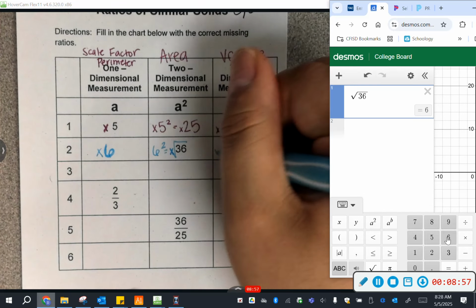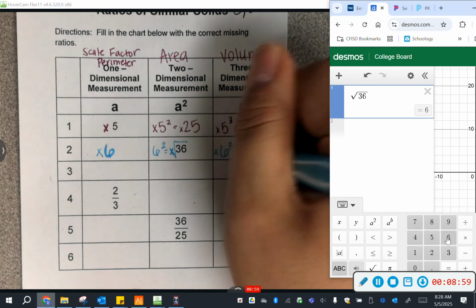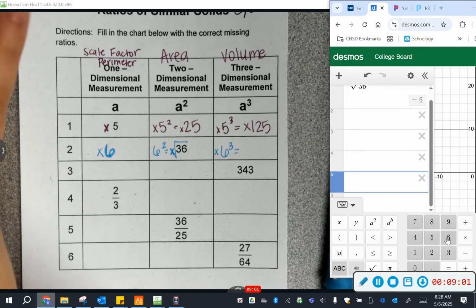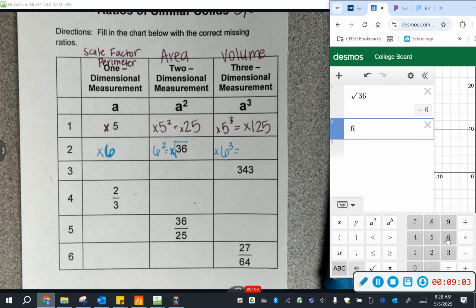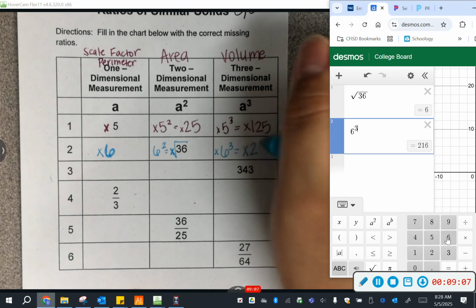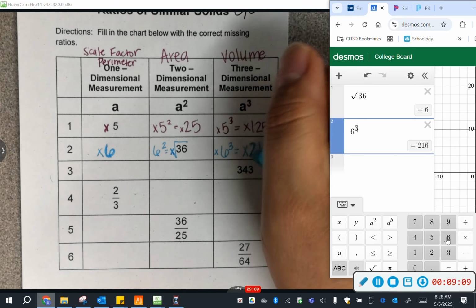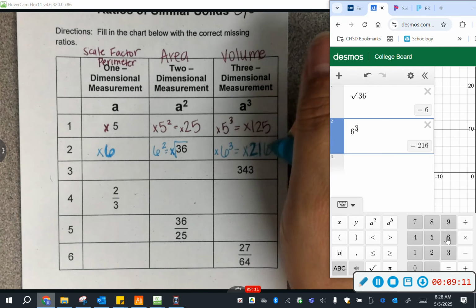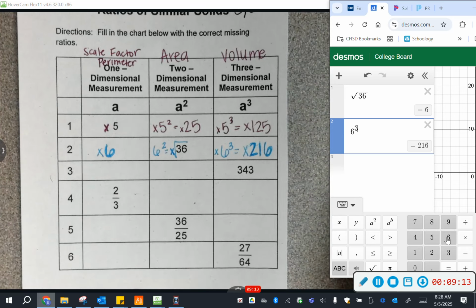So if it's 6 right here, what is going to go in my third column? Times 6 cubed. What is 6 cubed? Oh. 6 cubed is... That means my volumes are 216 times bigger. That's a lot, right?